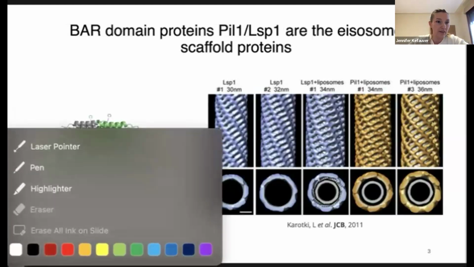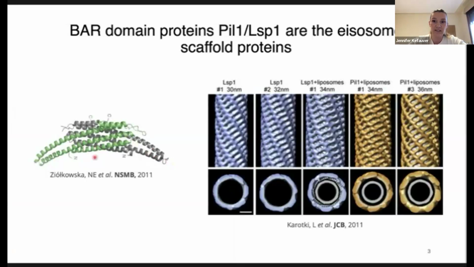So from the crystal structure of LSP1, you can see the characteristic banana shape of a BAR domain protein. And like many other BAR domain proteins, PIL1 and LSP1 have this interesting tubulating behavior in vitro, in which they form a patterned array across the surface of membranes.